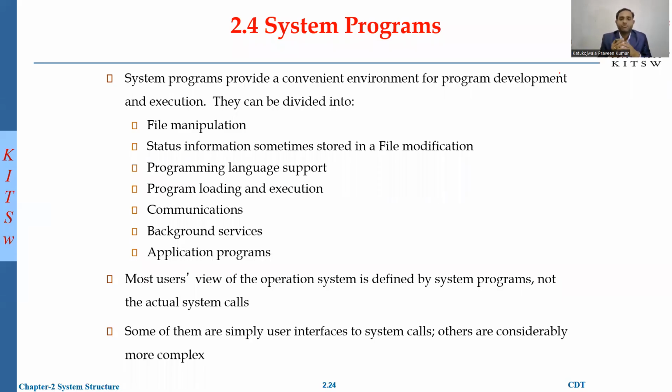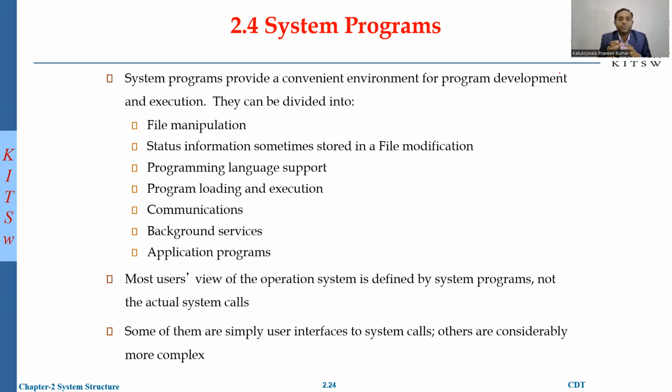Next, 2.4 is system programs. System programs provide a convenient environment for program development and execution. This can be divided into several types: file manipulations, status information, programming language support, program loading and execution, communications, background services, application programs. Like that, system programs are divided into several types. Of course, all these system programs we'll discuss in the coming sessions.